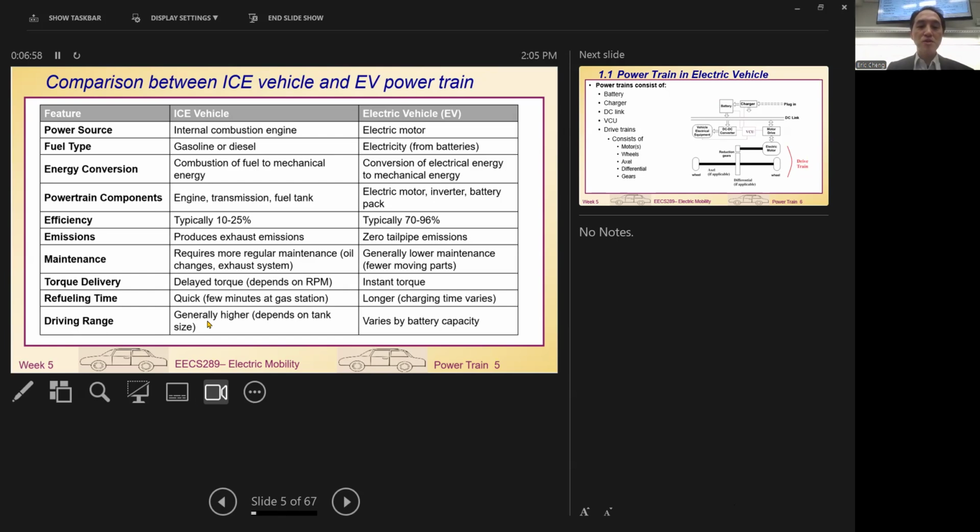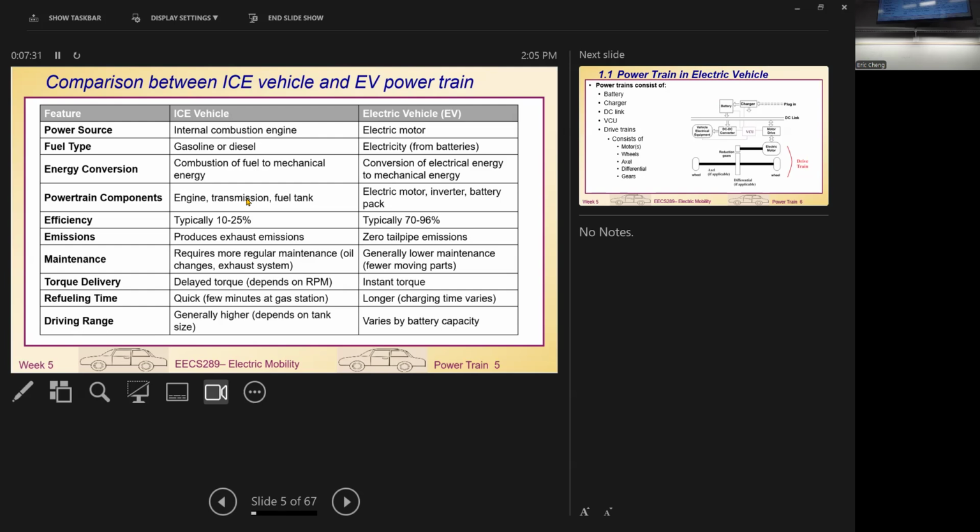The powertrain components here, my mouse cannot show there anyway. For the mechanical part, we have the fuel tank, transmission, and engine, and that's quite normal. But for the electric components, we have the motor, inverter, and battery pack system. The efficiency is also quite important. For ICE conversion, we don't have high efficiency, usually 10 to 25 percent, not really promising. That's why we don't like the gasoline car.